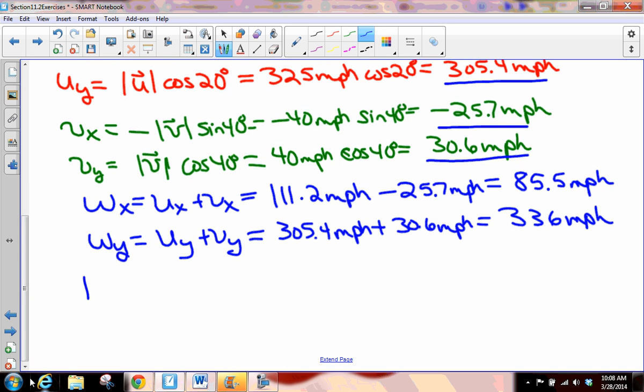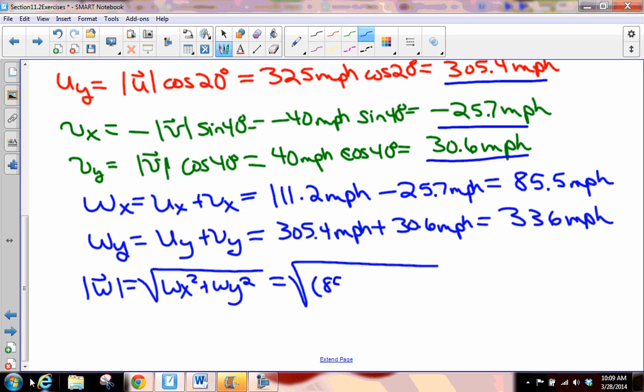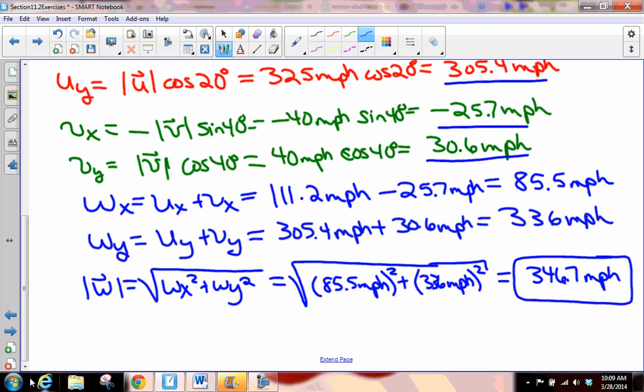And if I want to find the magnitude of w, that's the square root of the sum of the squares of its components. So that's going to give me the square root of 85.5 miles per hour squared plus 336 miles per hour squared. And when I do all of that, I end up with 346.7 miles per hour, which is going to give me that magnitude.